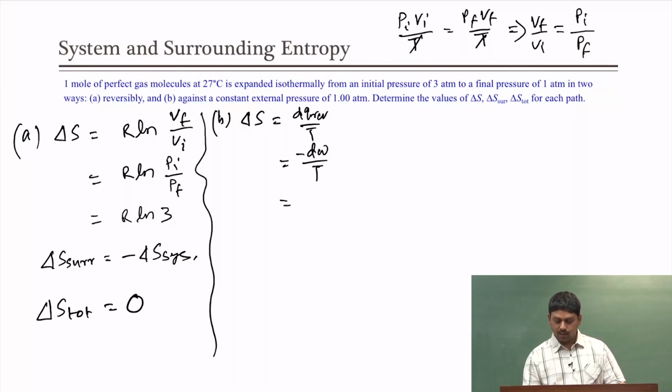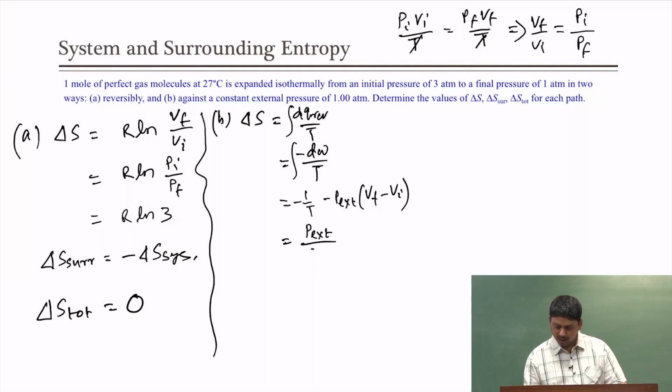Now, what is minus dw, or rather I should do the integration of that. So, minus 1 by T integral of dw. Now, what is dw? The work done at a constant pressure is just P times V2 minus V1. So, minus P external times V final minus V initial. Now, let us write down. So, P external divided by T, V f minus V i.